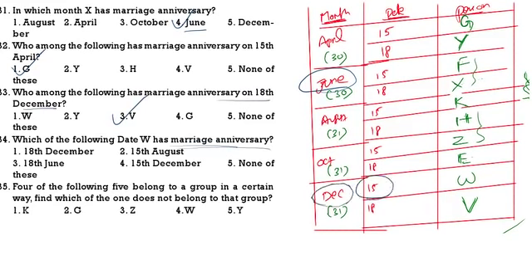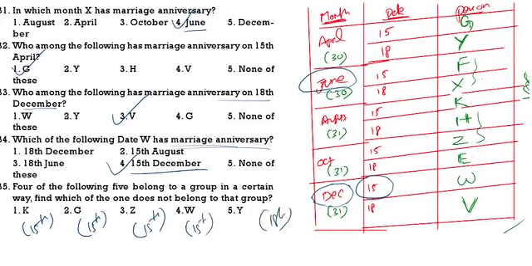Four of the following five are alike in a certain way and hence form a group. Which is the one that does not belong to the group? K is on 15th. G is on 15th. Z is on 15th. W is also on 15th. Y is on 18th. So everybody's marriage anniversary is on 15th except Y. So Y is the odd one out.